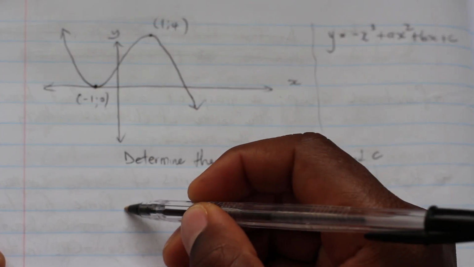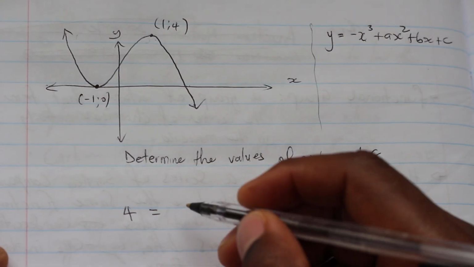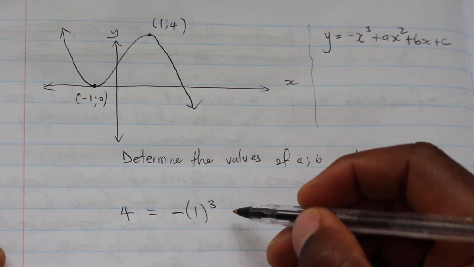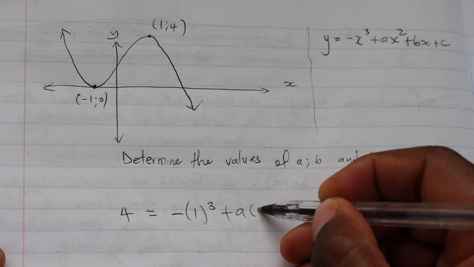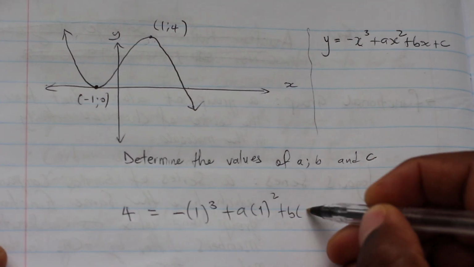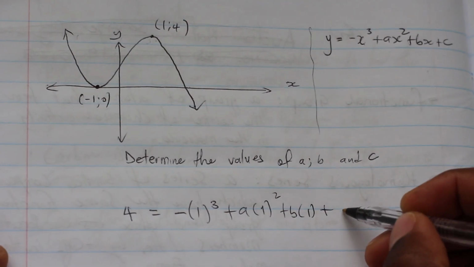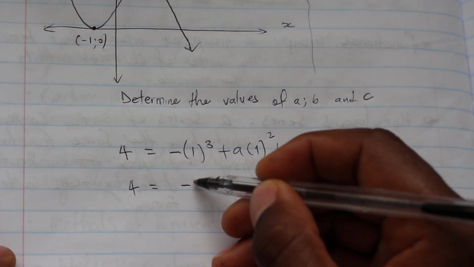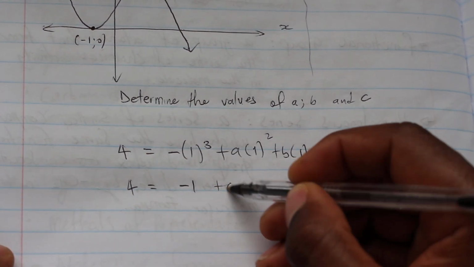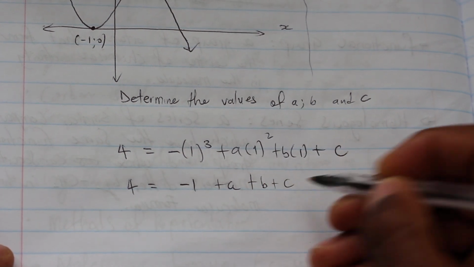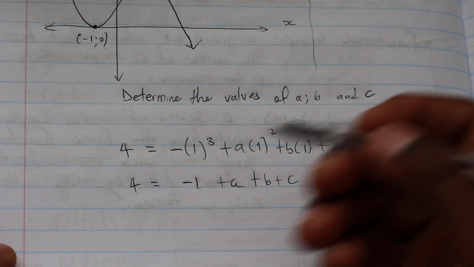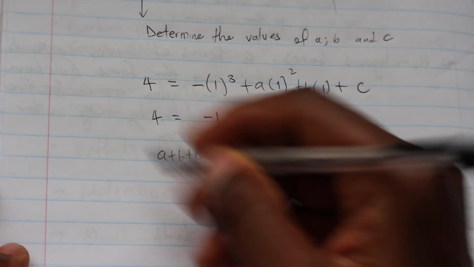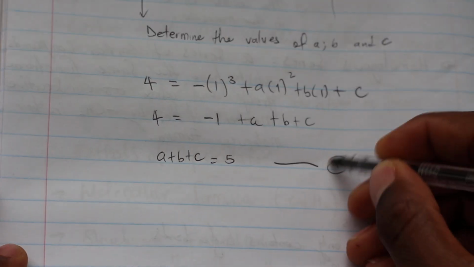So in place of y we substitute 4, and in place of x we substitute 1. So -1 cubed, plus a into 1 squared plus b into 1 plus c. So now this becomes 4 = -1 + a + b + c. So you can rearrange the equation and say, a + b + c then becomes what? The -1 goes that side, becomes 5. So we'll say this is our first equation.